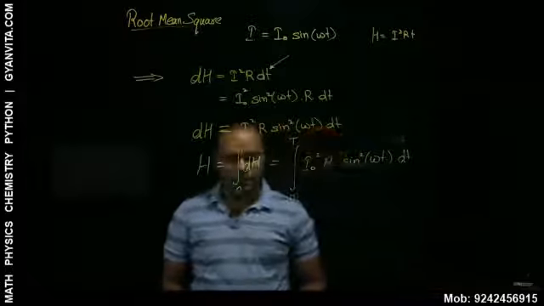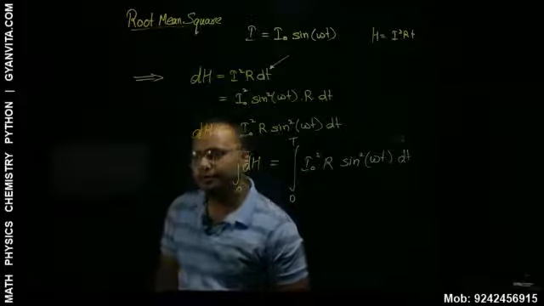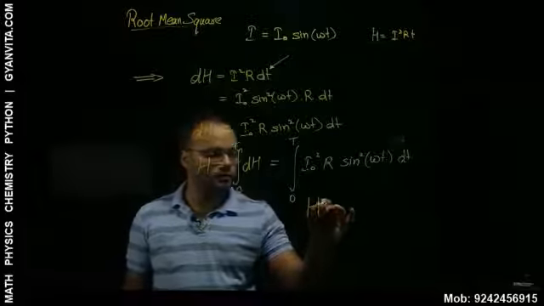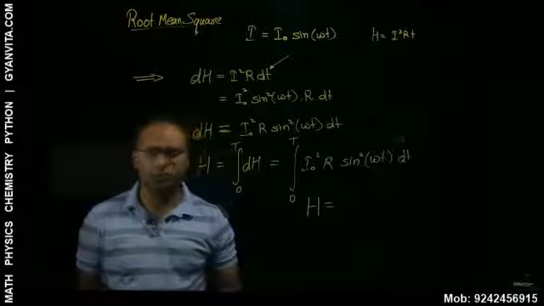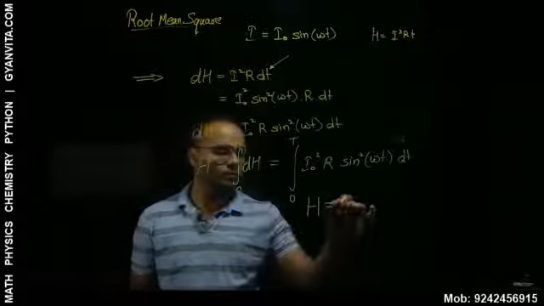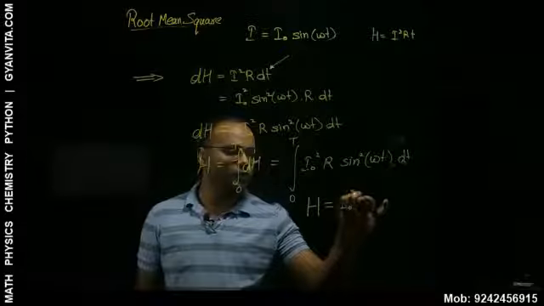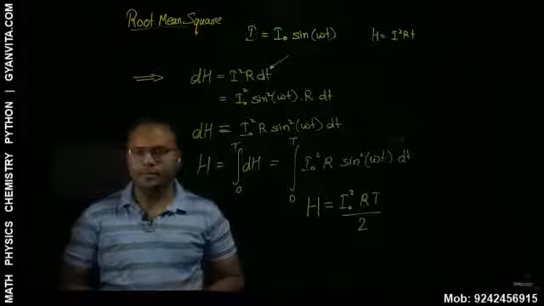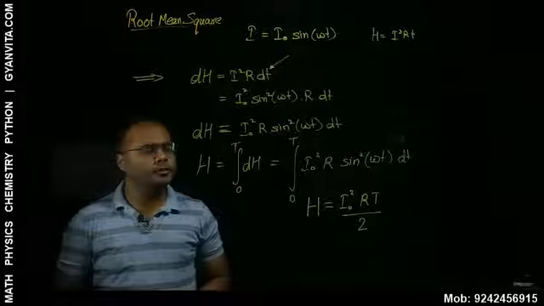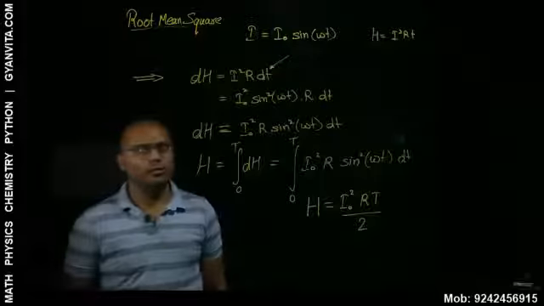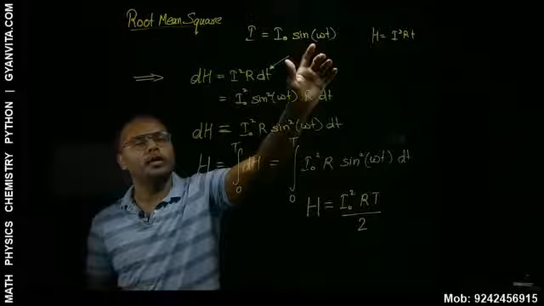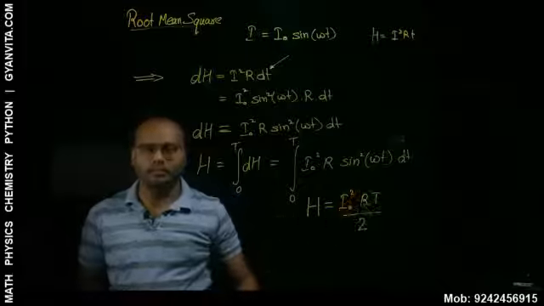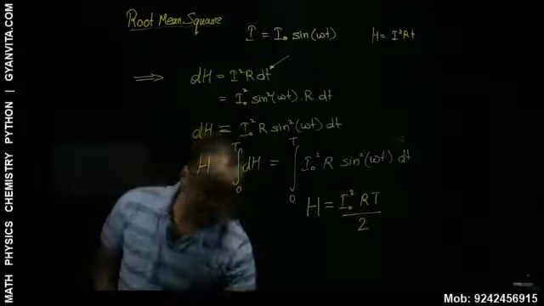Yes, tell me, what did you get? H is equal to? I got total H is equal to I naught square RT by 2. I naught square RT divided by 2. Done. So that is the heat which will be generated by this alternating current in total one cycle. In one cycle, this is the amount of heat which will be generated.